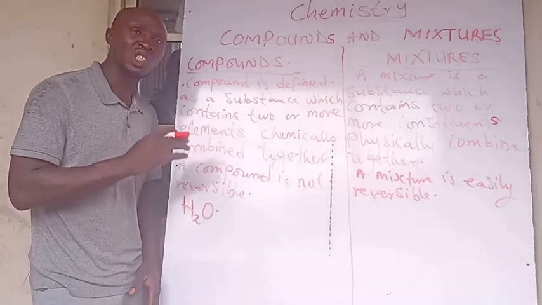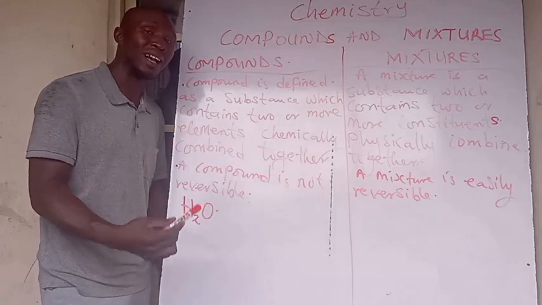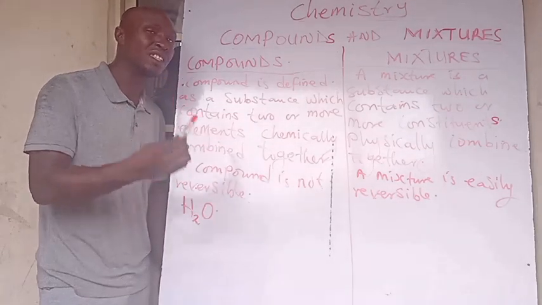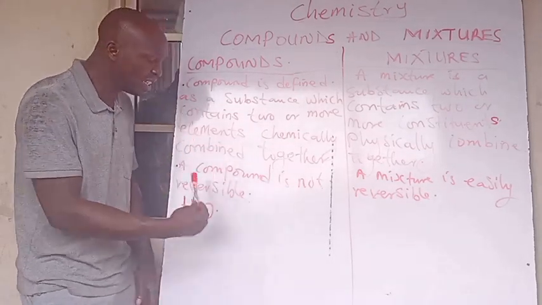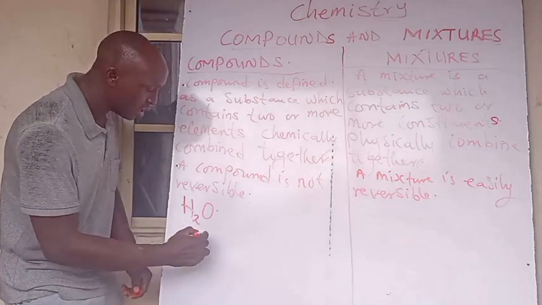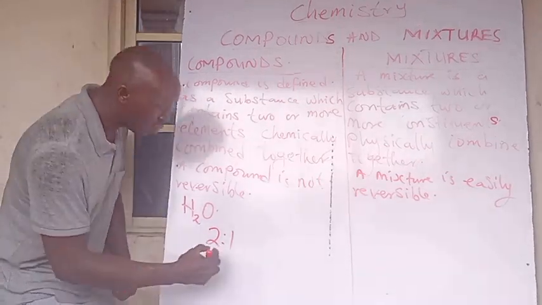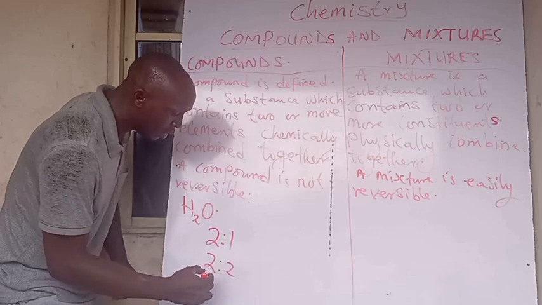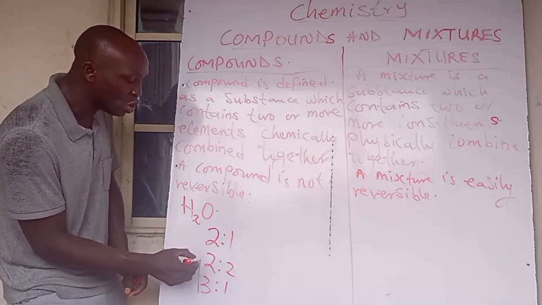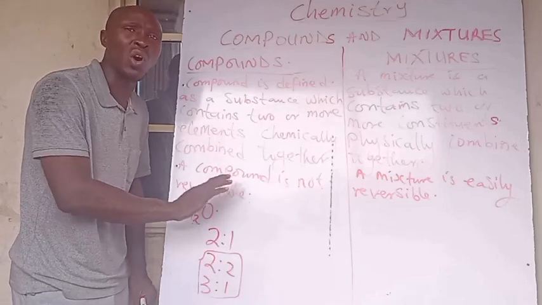A compound is only formed according to a fixed ratio by mass of each constituent. According to a fixed ratio. In this case, the ratio of hydrogen to oxygen is 2:1. As soon as you make it 2:2 or 3:1, what you are getting is no more water. It's now a different thing altogether.